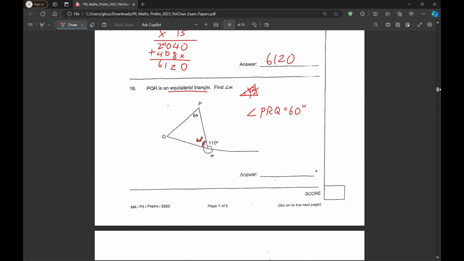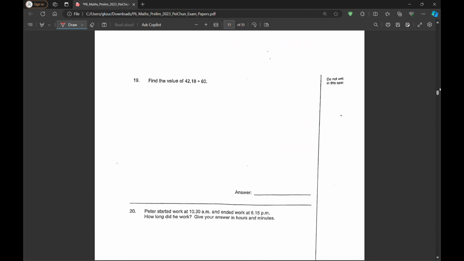So this is 60 and this is 110. And so what we've learned also is that the sum of angles about a point is equal to 360 degrees, and hence angle W is 360 degrees minus 110 degrees minus 60 degrees, which gives us the final answer.